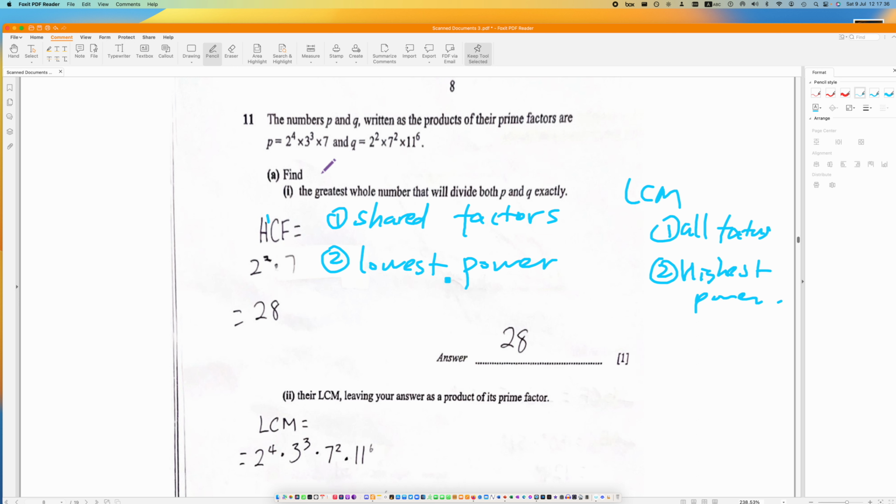So for LCM, all factors. So I see 2, I see 3, I see 7, I see 11. 2, 3, 7, 11. And then highest power for each. Highest power 6, highest power 2, highest power 3, highest power 4. Simple. Give away, if you remember the definition. Okay?